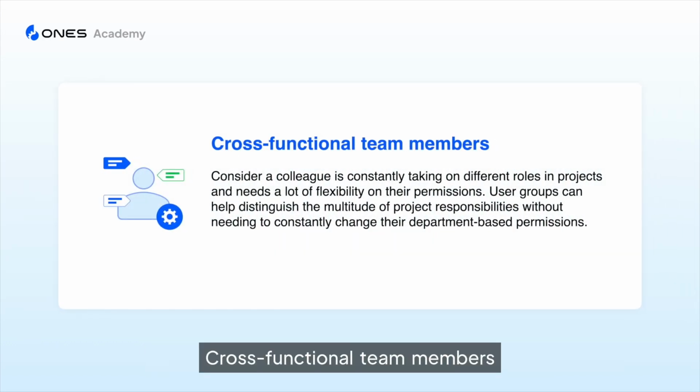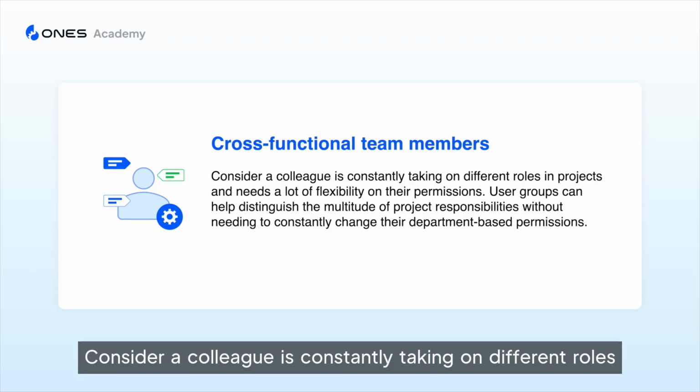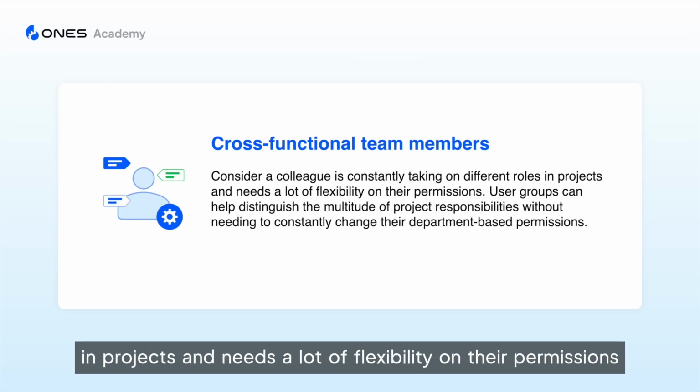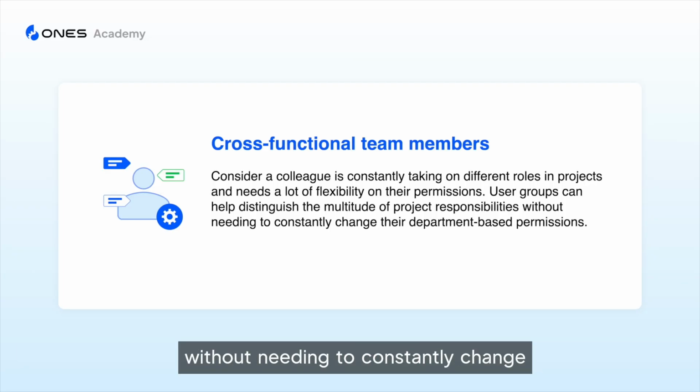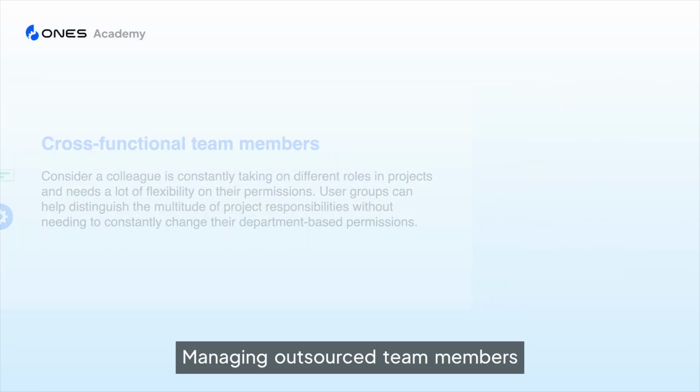Cross-functional team members. Consider a colleague is constantly taking on different roles and projects and needs a lot of flexibility on their permissions. User groups can help distinguish the multitude of project responsibilities without needing to constantly change their department-based permissions.